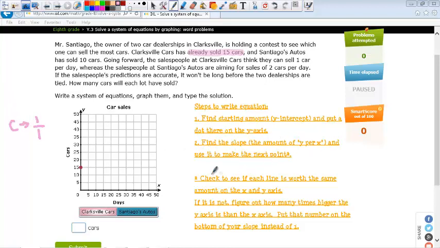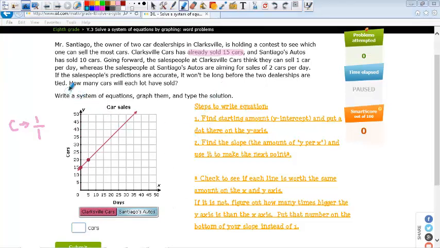Okay, there's only one circumstance where we wouldn't just go up 1 over 1, and that's if the lines on the y-axis are going by different amounts than the lines on the x-axis. But in this problem we have the y lines going up by 5 and the x lines going up by 5. So we just use our slope of 1 over 1 and we make a second point for Clarksville Cars.